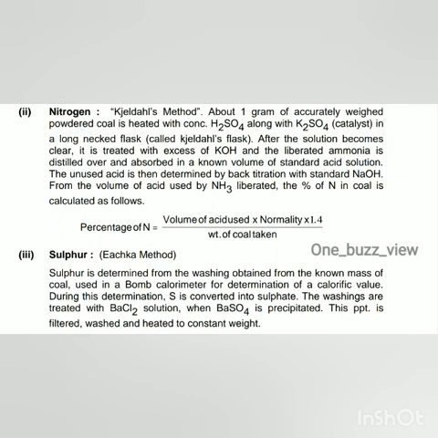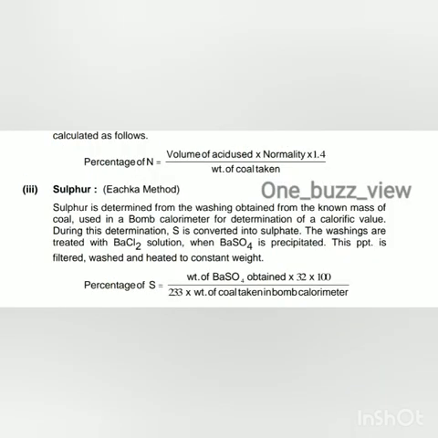So the formula for the percentage of nitrogen is volume of acid used into normality into 1.4 upon weight of coal taken.